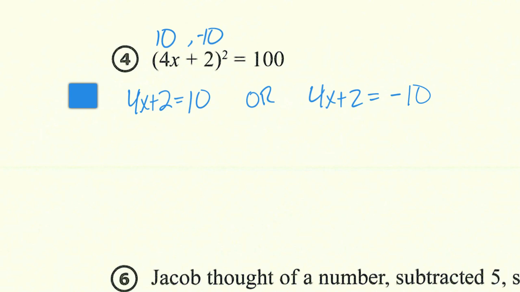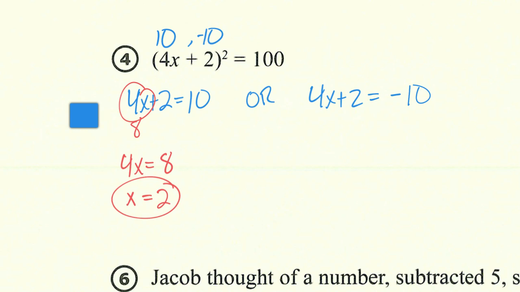Now we have two equations here that we need to solve. This first one, I'm going to cover up the 4x. So I'm wondering what number plus 2 gets me 10. And I know that that 4x piece right here needs to be 8, because 8 plus 2 equals 10. So I know that 4x has to equal 8. And 4 times what number gets me 8? That's going to be 2.